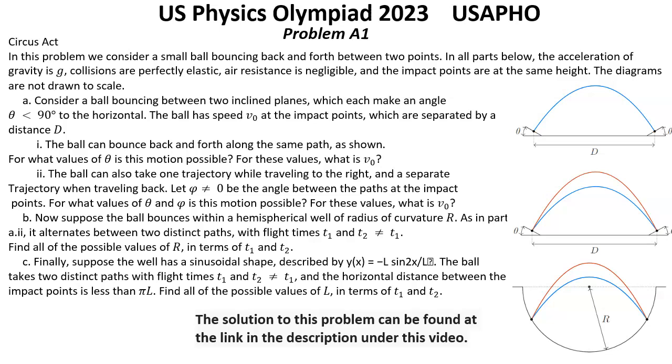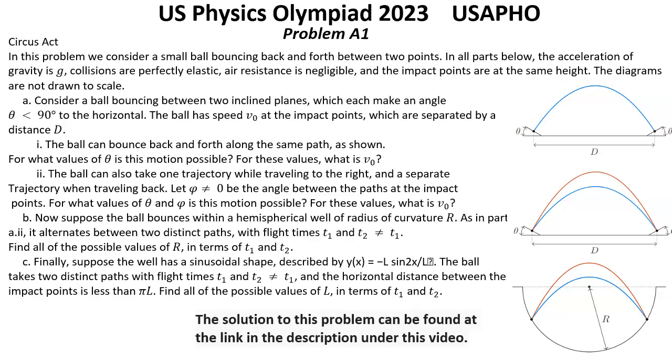Question A. Consider a ball bouncing between two inclined planes, which each make an angle theta less than 90 degrees to the horizontal. The ball has speed v0 at the impact points, which are separated by a distance d. Question 1. The ball can bounce back and forth along the same path, as shown. For what values of theta is this position possible? For these values, what is v0?